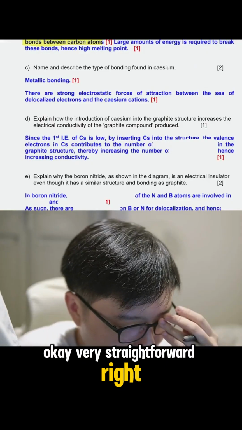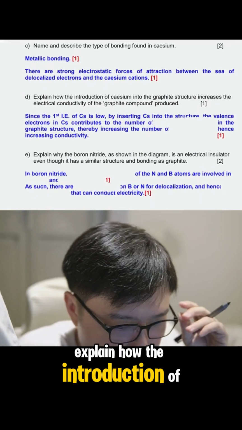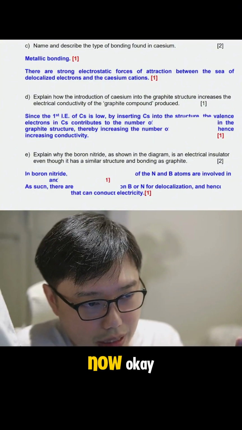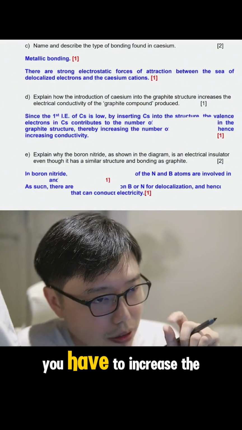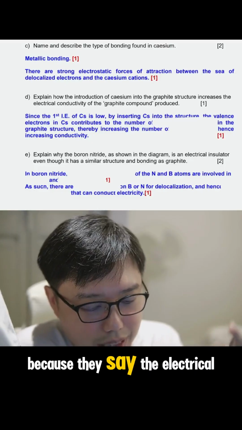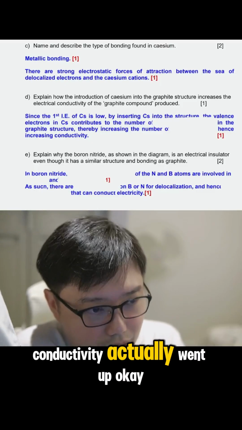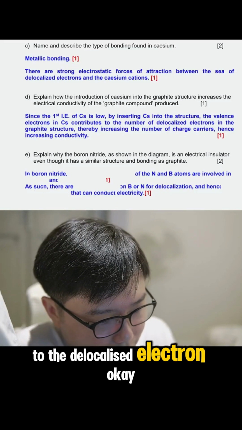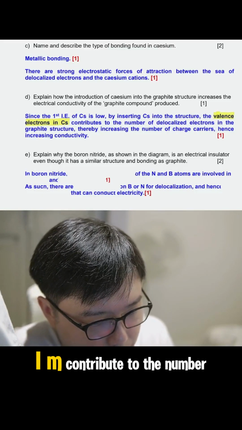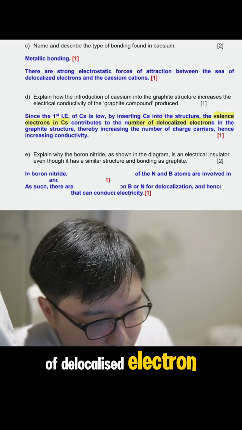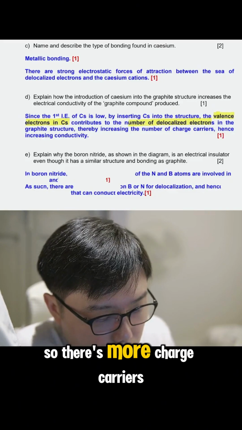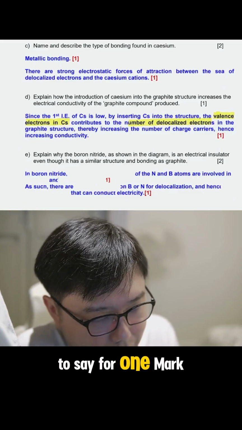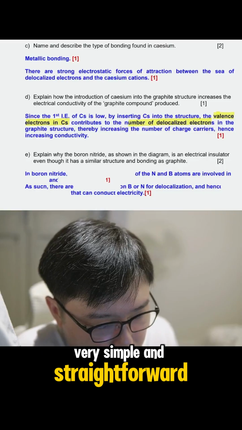Okay, very straightforward, right? Okay, part D, explain how the introduction of cesium increases the conductivity. Actually, this part I already explained to you all just now. When you put in the cesium, you have to increase the number of electrons because they say the electrical conductivity actually went up. So the valence electron in cesium contributes to the number of delocalized electrons. So there's more charge carriers. So 1 mark. That's all we're going to say for 1 mark. Okay, very, very simple and straightforward.